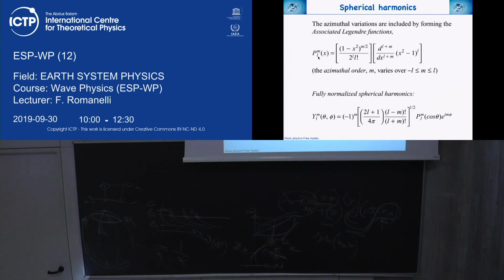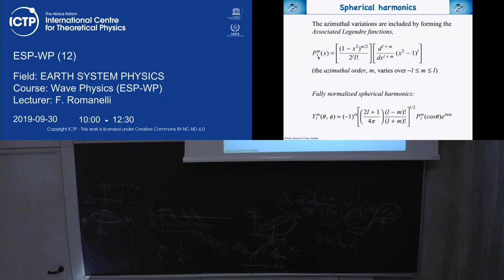Okay, I know this was a messy parenthesis, but it was trying to open your minds. Because usually in the treatment there is just P with integer L and M. Remember that for L to be integer, we need interference.